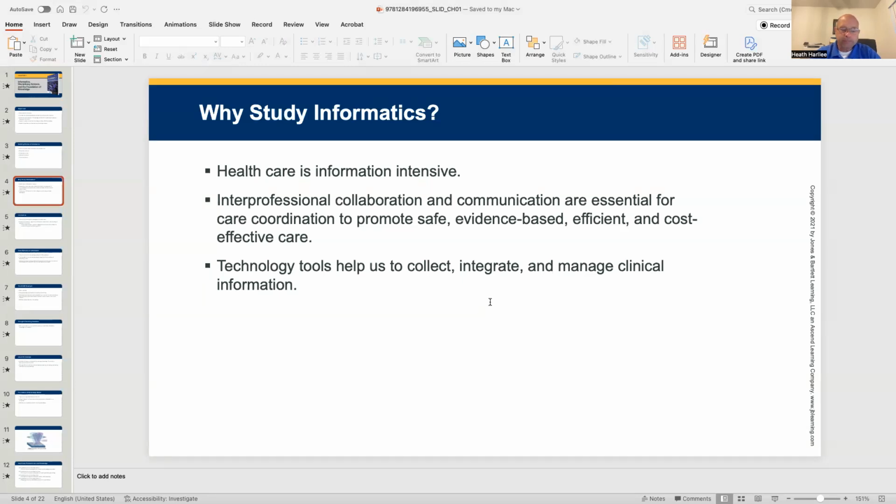Why should we study informatics? Well, healthcare is information intensive. Interprofessional collaboration and communication are essential for care coordination. Technology tools help us collect, integrate, and manage clinical information. And so when we look at electronic health records, this is what it's referring to when we talk about interprofessional collaboration and communication. As informatics specialists, sometimes we're able to see trends or things that are happening that maybe the medical personnel is not seeing. And so it's a very, very important tool for us to look at to understand.